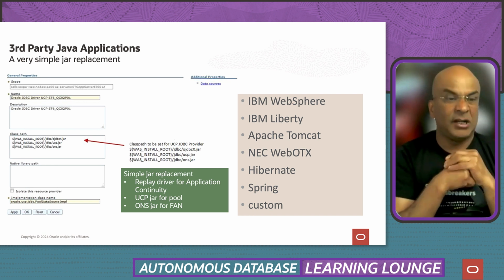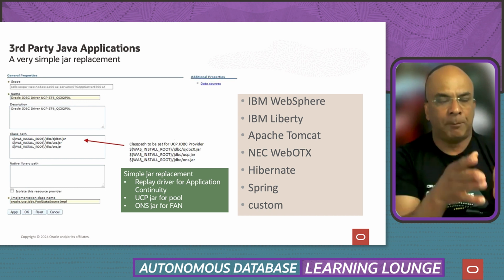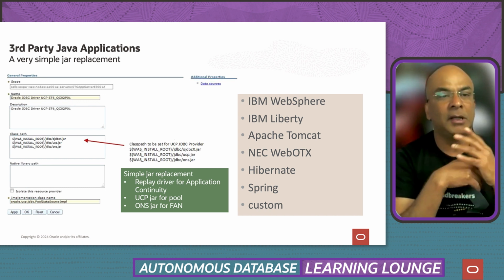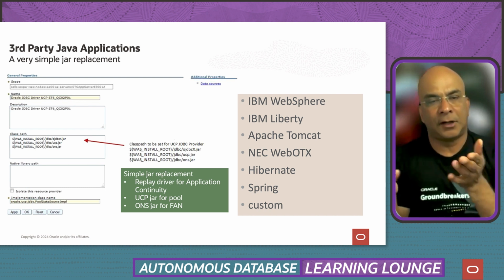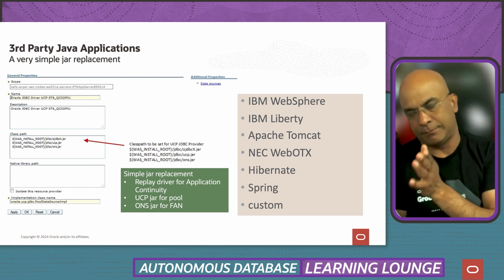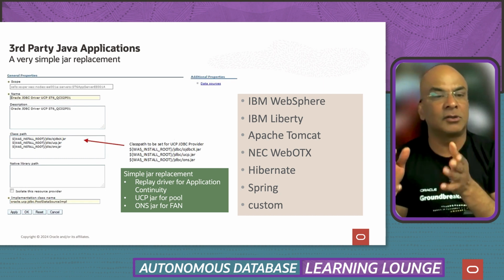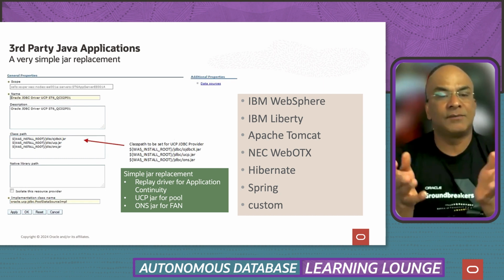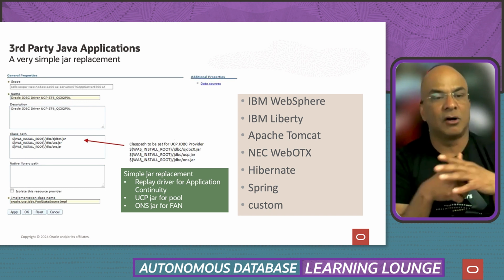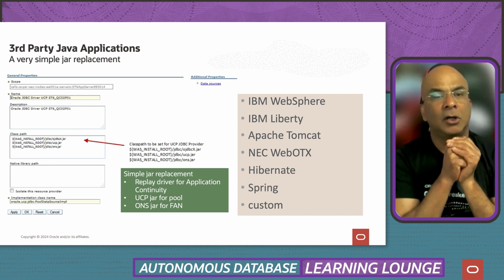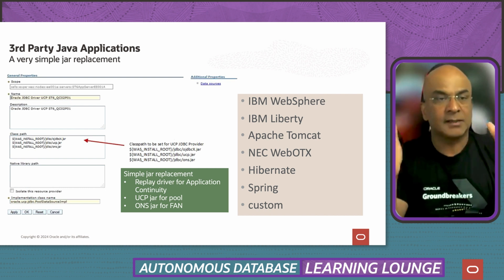This is a simple screenshot of a particular app server, in the sense that it's much easier to add the required drivers to app servers. In this case, we just needed to add some of those ODBC, UCP, and ONS jar files to the class path. So it works for us.